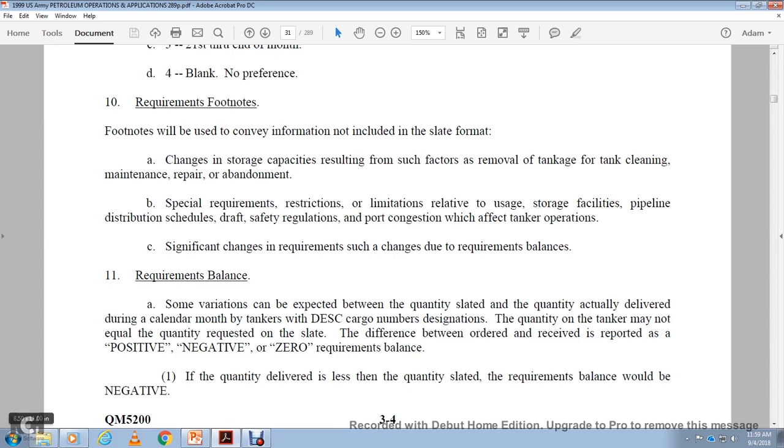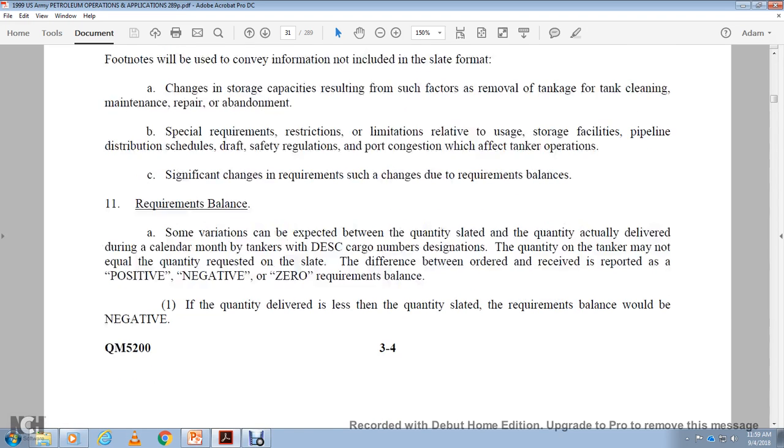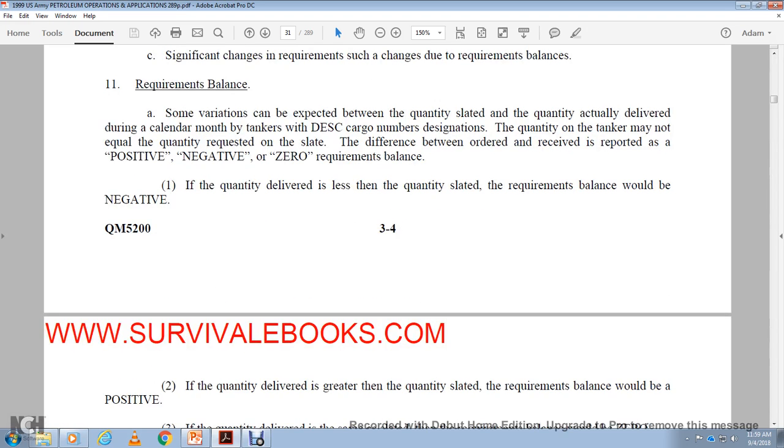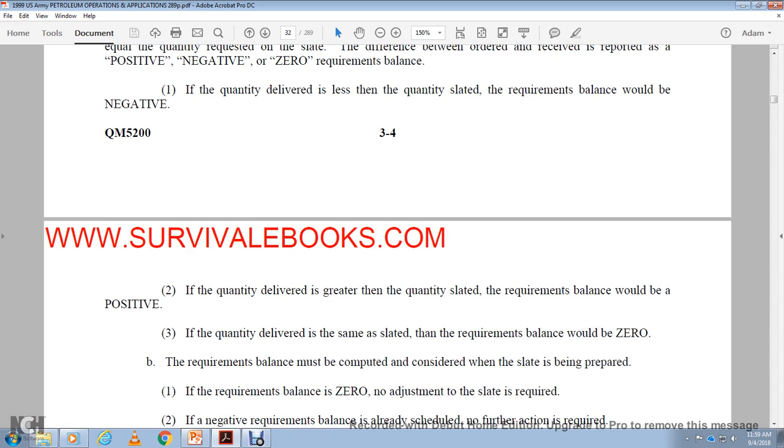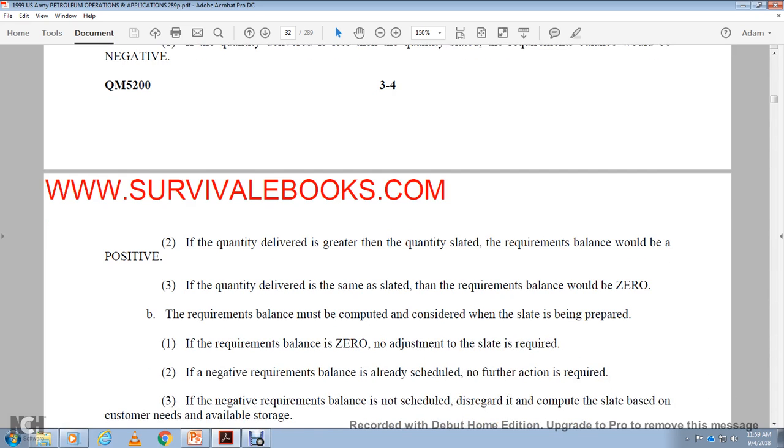Quantity with the tanker may not be equal to the quantity requested on the slate. The difference between the order and receipt is reported as positive, negative, or zero: the requirements balance. If the quantity delivered is less than the quantity slated, the requirements balance would be negative. If the quantity delivered is greater than the quantity slated, the requirements balance would be positive. If the quantity delivered is the same as slated, the requirements balance is zero. The requirements balance must be considered when the slate is being prepared.